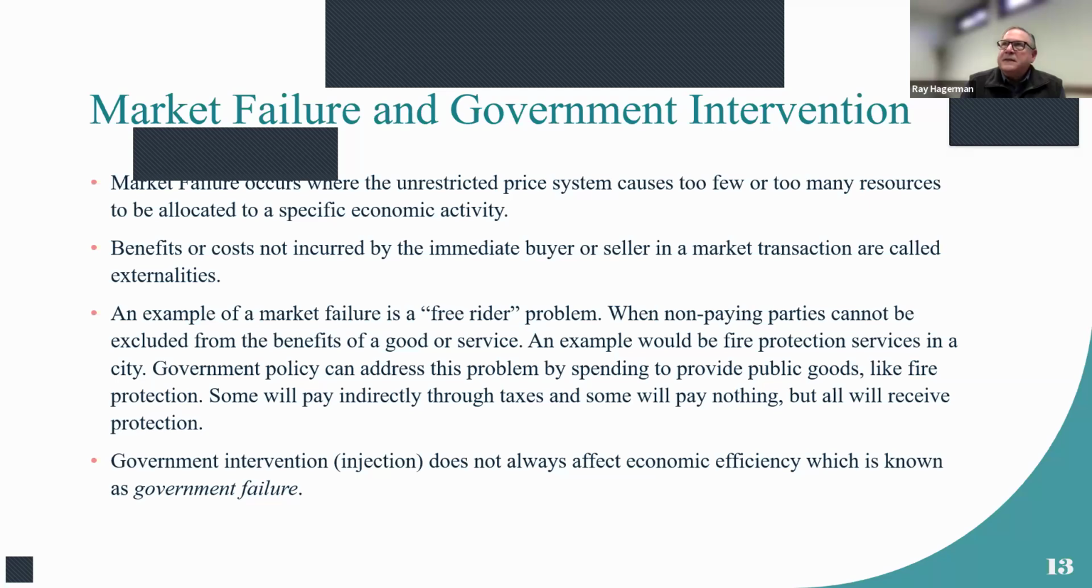So that's a way of intervention. We talked a little bit about leakages and we talked about intervention. So the government actually spends money to intervene to help alleviate the free rider problem. However, government intervention does not always affect economic efficiency. And when it doesn't, that's known as government failure.